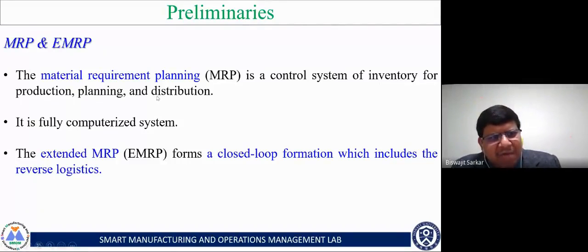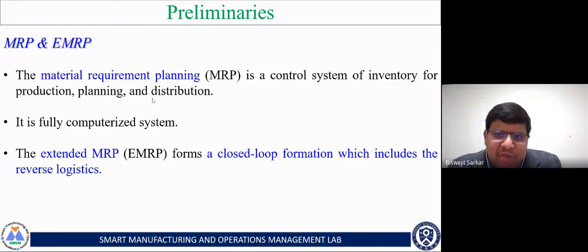So what is the main contribution in making MRP into EMRP? The contribution is that we are trying to make it a closed loop supply chain. It's nothing but CLSC with raw material information, that is, how much product is moving from one machine to another machine, not exactly the overall finished product inventory.